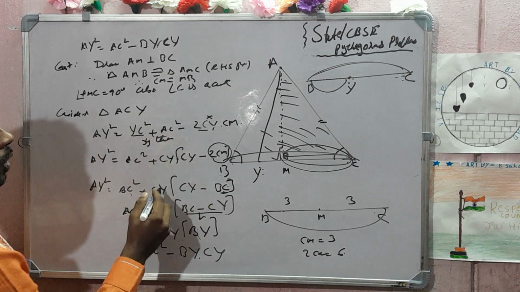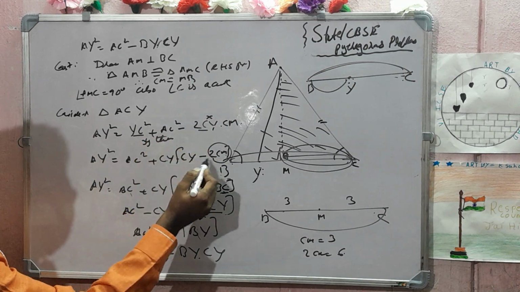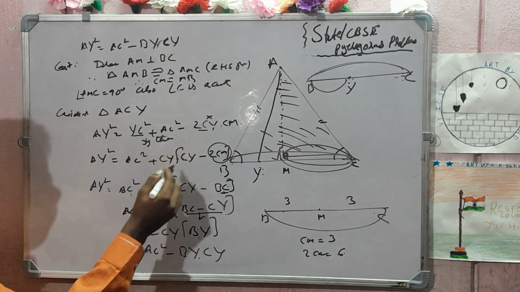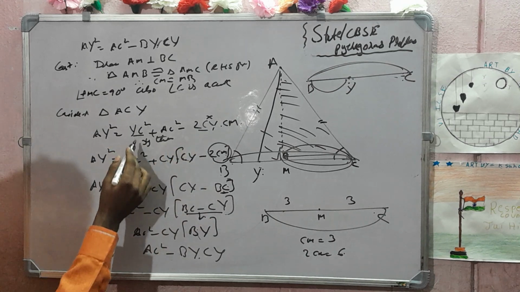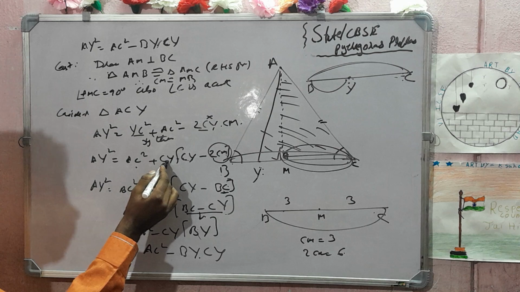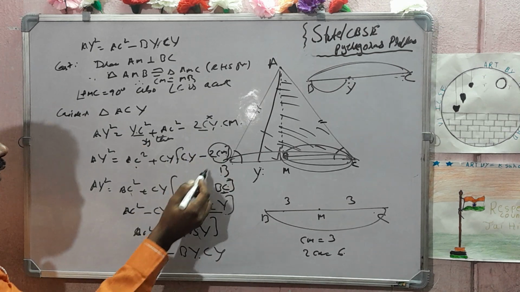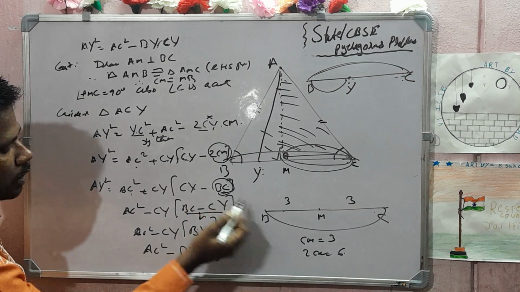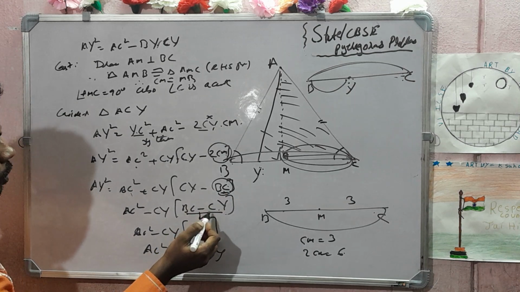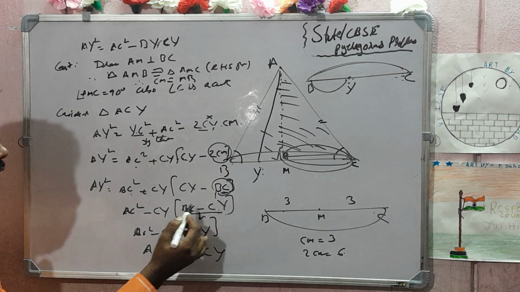By theorem, I took CY common. So AC square as it is, I wrote CY into CY square minus 2CM. Next, 2CM is nothing but, as I just explained, one CY. So BC is nothing but CY.